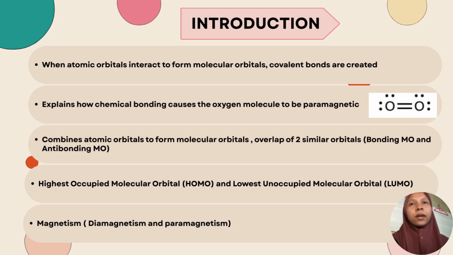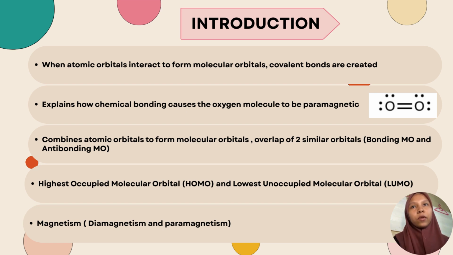My name is Sharifa Irina Sofia binti Said Anwar Bahar, and I would like to share with you about molecular orbital theory. So, molecular orbital theory is when atomic orbitals interact to form molecular orbitals, and covalent bonds are created. Furthermore, it also explains how chemical bonding causes the oxygen molecule to be paramagnetic.